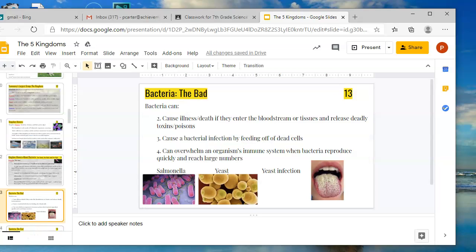Bacteria, the bad. Bacteria can cause illness and death if they enter the bloodstream or tissues and release deadly toxins, cause a bacterial infection by feeding off of dead cells, and can overwhelm an organism's immune system when bacteria reproduce quickly and reach large numbers. As you can see here, we have salmonella, yeast, and a yeast infection.